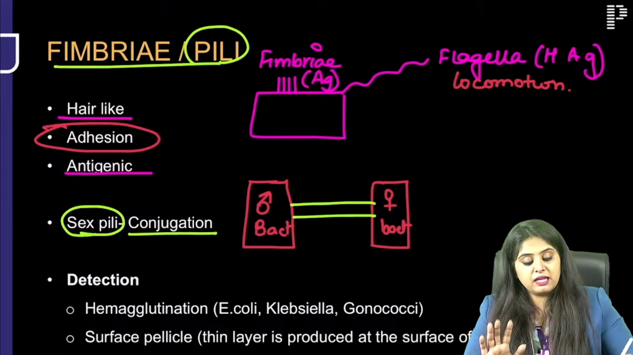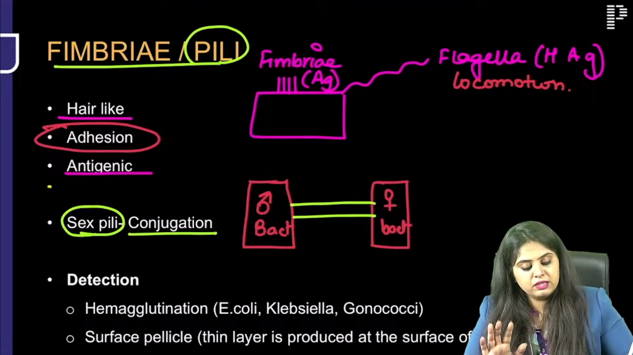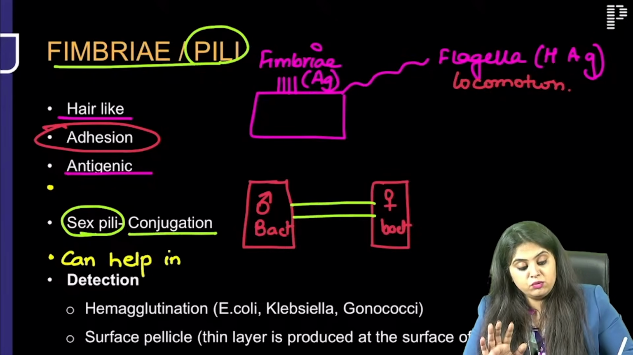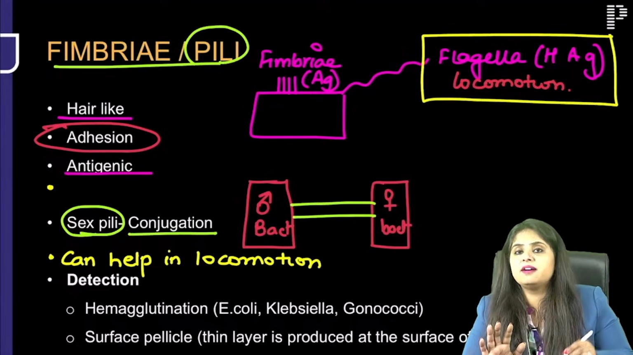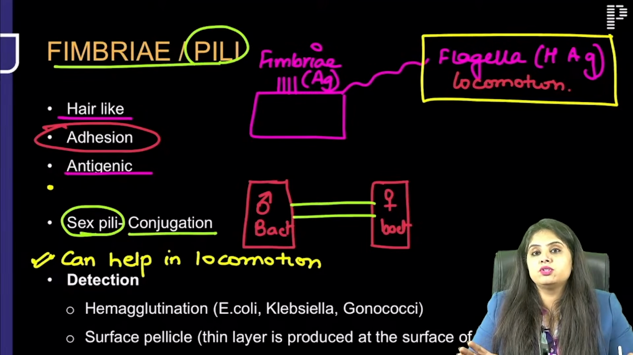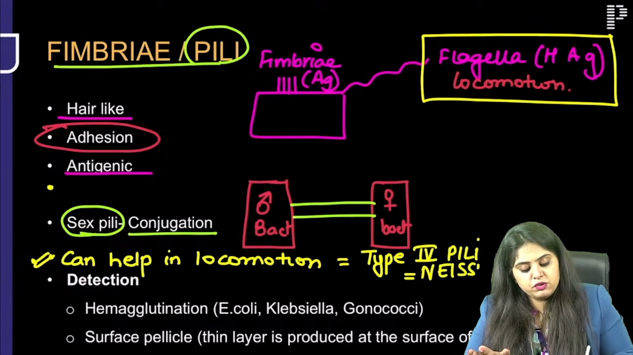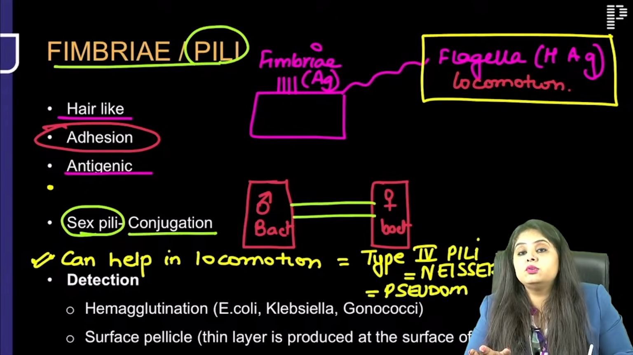Now my next question is, other than adhesion, can it sometimes help in something else? Please note, it can help in locomotion. And you will be so shocked. You will say, ma'am, right now you told me locomotion ke liye toh woh bada wala flagella tha. Now you are saying Fimbriae can also help in locomotion. That is a very weird thing, but where does it help in locomotion? There is a special type of Fimbriae called type 4 pili. They are going to help in locomotion of which two bacteria? One is going to be Neisseria and the other one is going to be Pseudomonas.